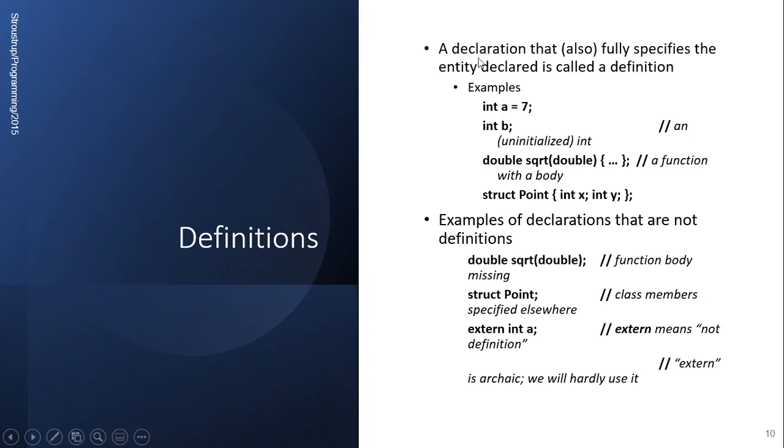So a definition fully specifies the entity declared. What do we mean by fully specified? If you are declaring a variable, by full specification of the variable, you can think of it as the allocation of space in RAM for that variable. If you are declaring a function, full specification of the function would include the body of the function, the code that implements the computation that that function is going to perform.